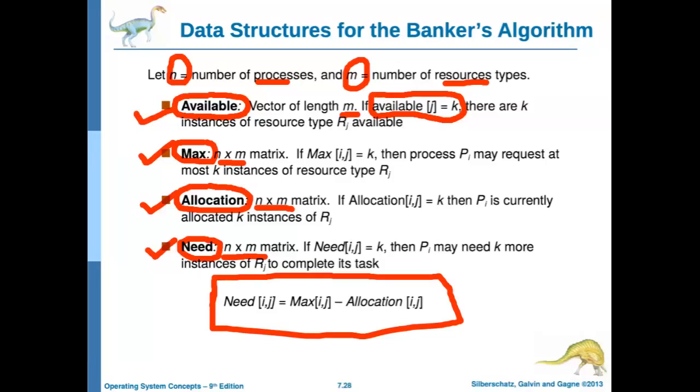It's a very simple thing. My max is, say, 20. Currently 8 resources are allocated. What is the need? It is 12. So whatever my maximum is, minus whatever is allocated, is equal to whatever I need. So it is the remaining part. Is there any doubt?